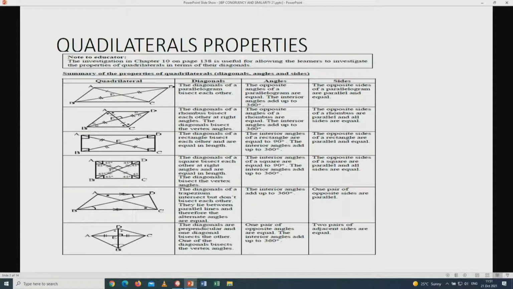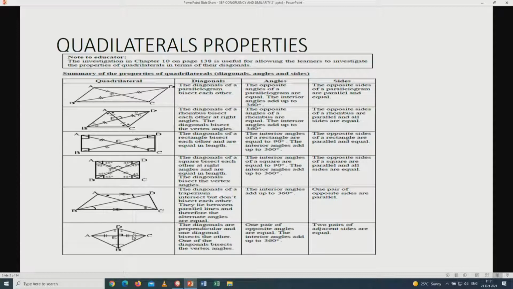Now we come to the trapezium. What do you have with the trapezium? One pair of sides parallel. Only one pair. And there is not much to talk about diagonals. In a trapezium, we don't talk about diagonals. We know if the lines are parallel, alternating angles are equal. Remember, it's a way of warming up.